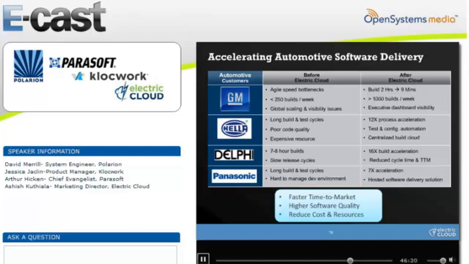If you want to solve both faster time to market and higher software quality, usually that means throwing a lot of dollars and resources at it, which is not an affordability that everybody has today.